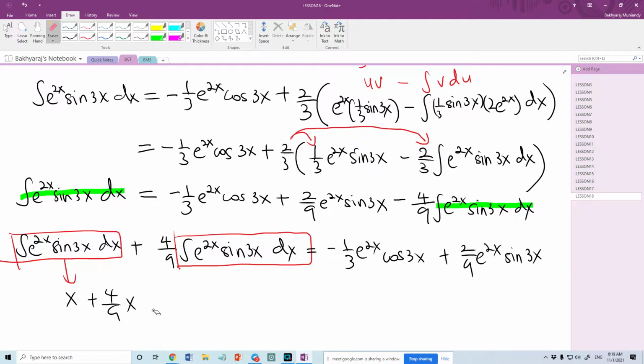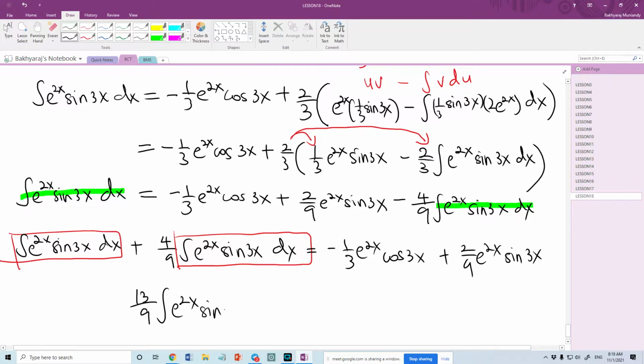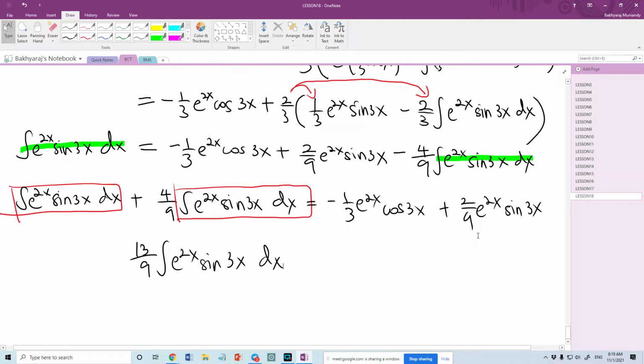Okay, kita dapat 13 over 9. So macam mana saya dapat? Sebab 1 tambah 4 per 9. So 1 tambah 4 per 9, I get 13 over 9 times the integral of exponent 2x sin 3x dx. See, it becomes nicely a single number. Then this side kita dah tak ada integration lah. So we are already very close to the answer. Kita dah selesai, because this side no more integration already. So kita just selesaikan 13 over 9, kita pindah sana, kita dah dapat jawapan dia.